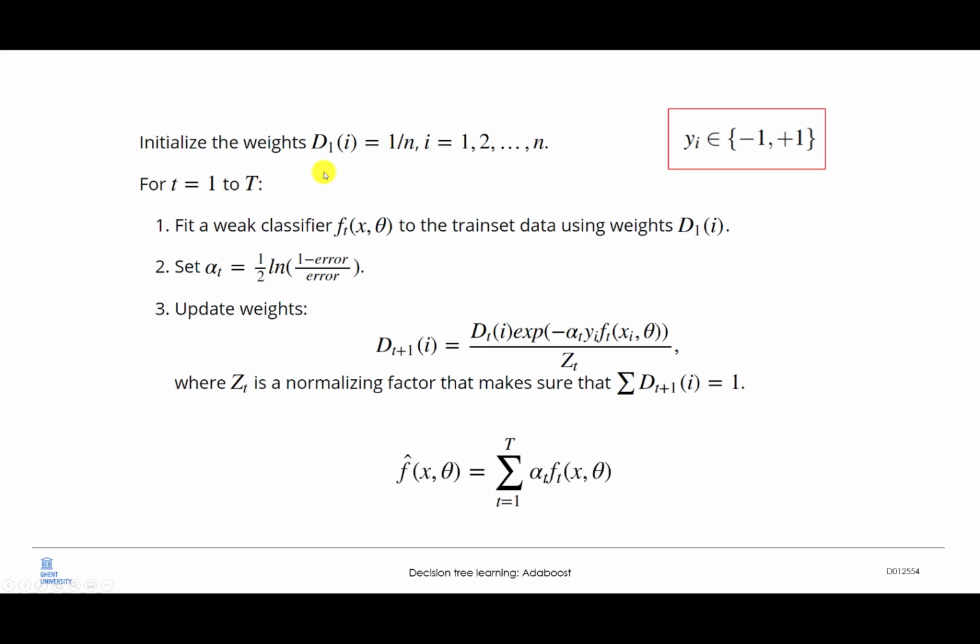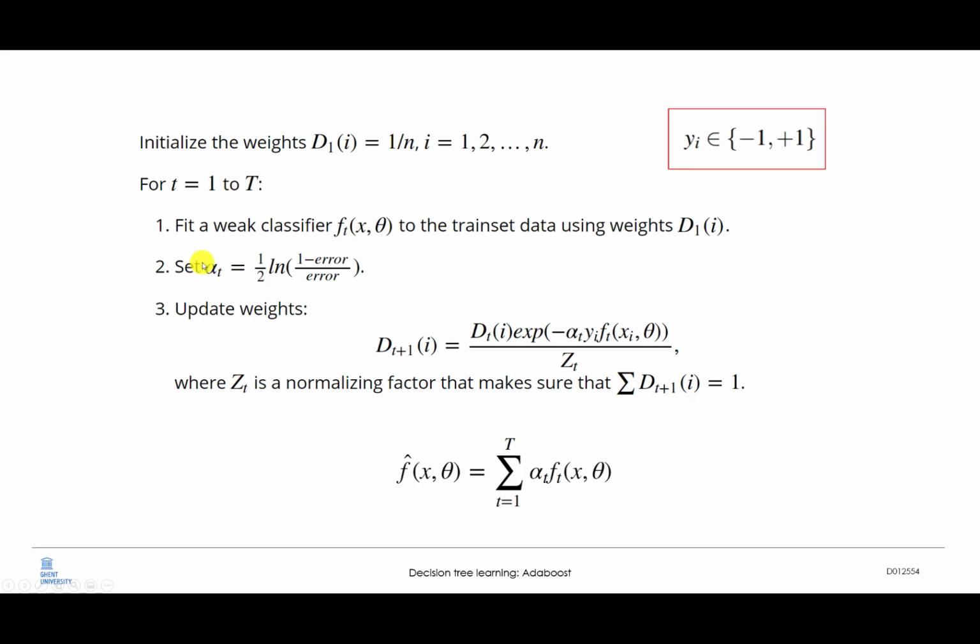So what we're going to do is we're going to fit a weak classifier. So we have this high bias model. And we're going to fit that to the training set using the weights that we have here, which in the first iteration would be equal weights for each training point. Okay. And then we're going to compute this alpha here. So that's the alpha that we have here in our final model. And so alpha will be a function of the error. Okay. And in the next slide, I will explain what this actually means.